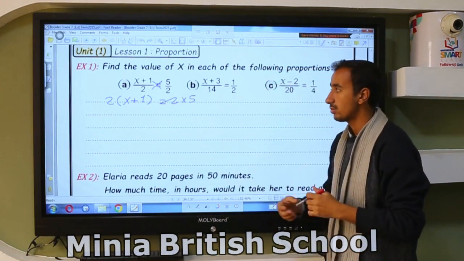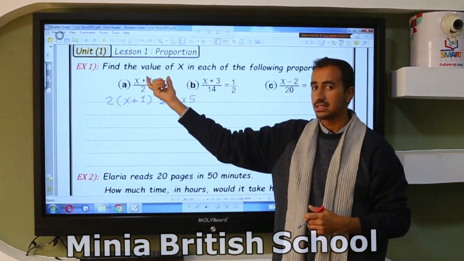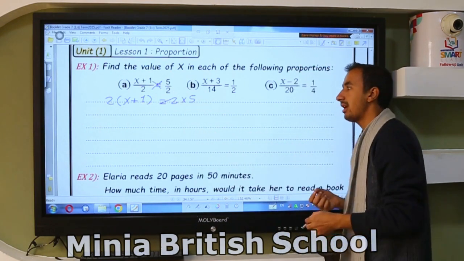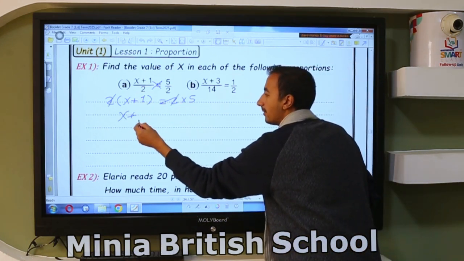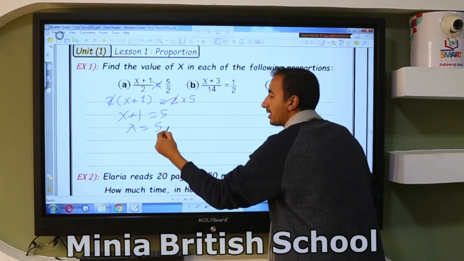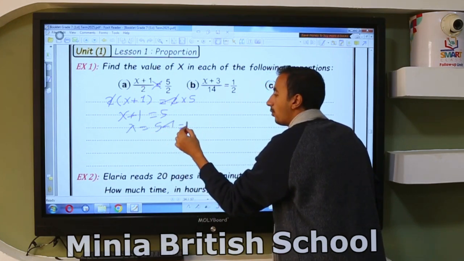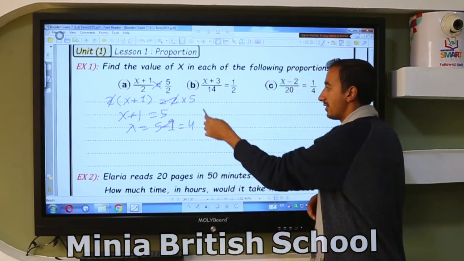Or another solution: we have here the same denominator, so the numerators are the same, x plus 1 equals 5, by canceling 2 by 2. So x plus 1 equals 5, so x equals 5 minus 1, which equals 4. Okay, this is the first exercise.